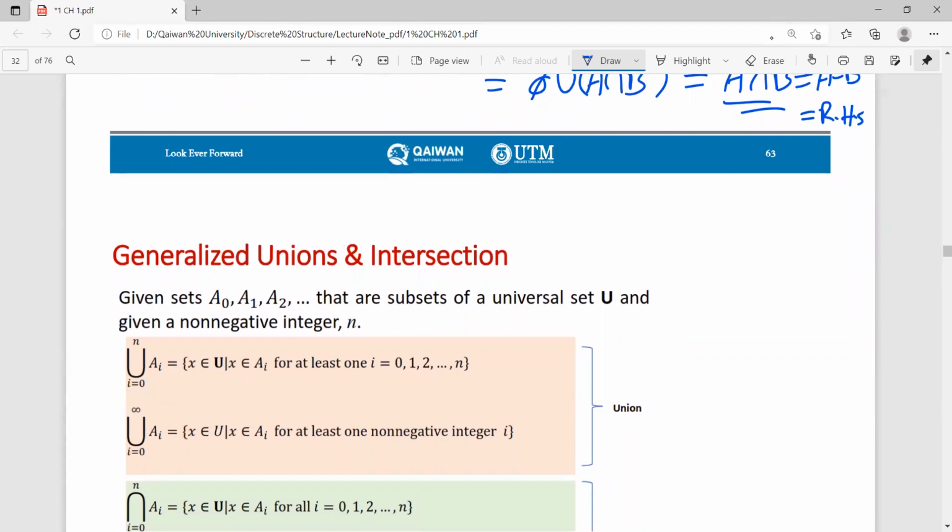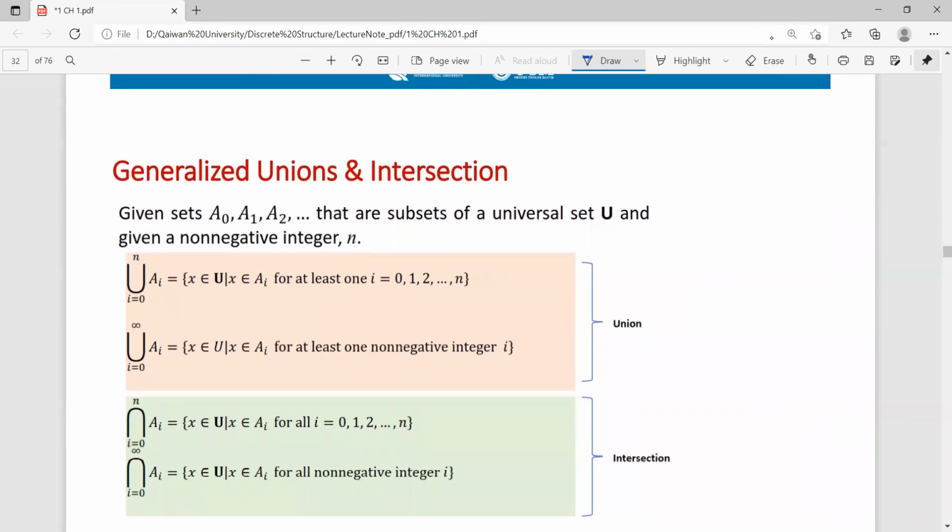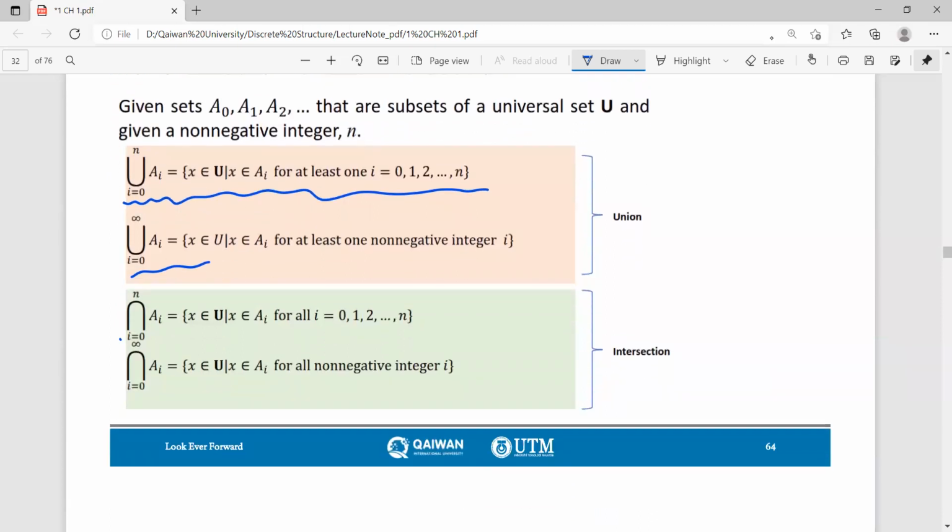Now we have the generalized union and intersection. If you have a finite set, let's say A1, A2, A3 up to AN, then their union is the union of all elements of all sets without repeating the elements. For infinite sets, it's the same. We just write down the elements of all sets without repeating the elements. For intersections, it's the same for finite and infinite sets.